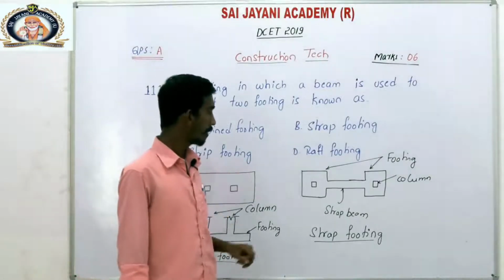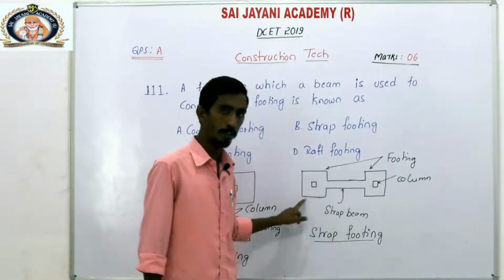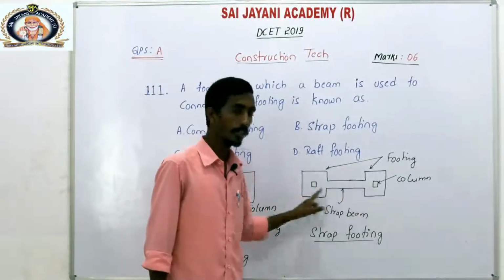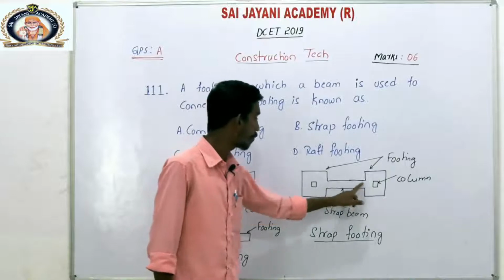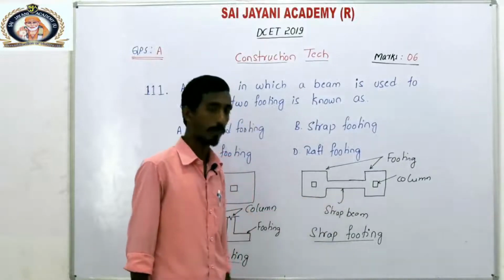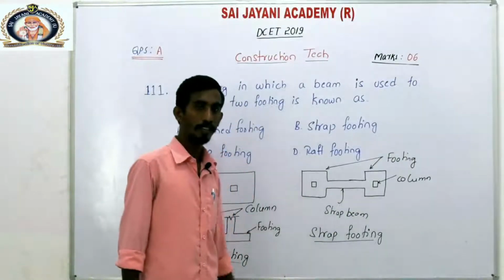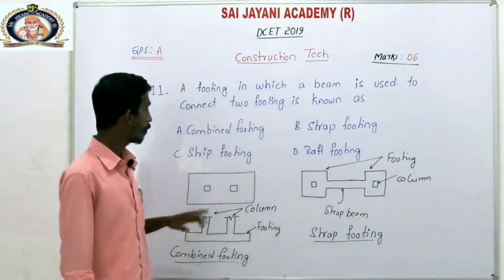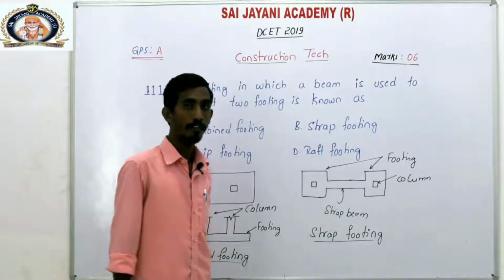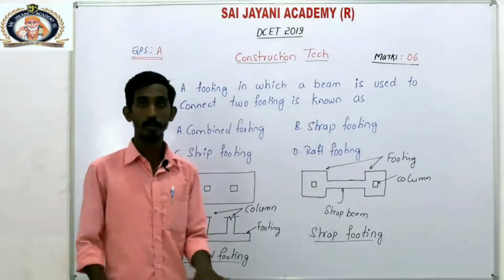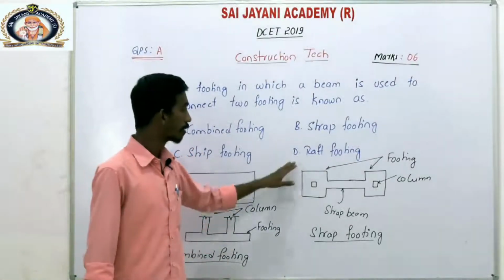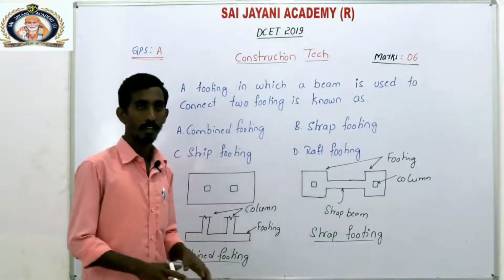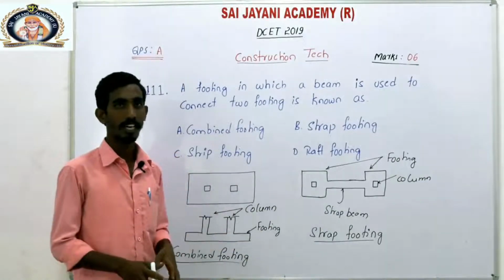Then strap footing means here we have two individual footings. Then these two individual footings are connected by a beam. This beam is called a strap beam. Then strip footing, then option D is the raft footing. Raft footing are also called as a mat footing. This type of footings cover the entire structure area.